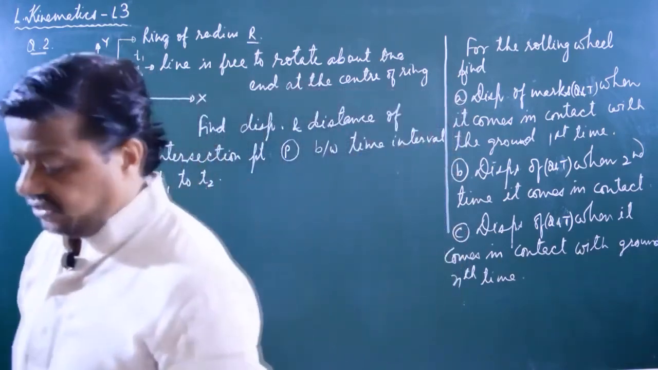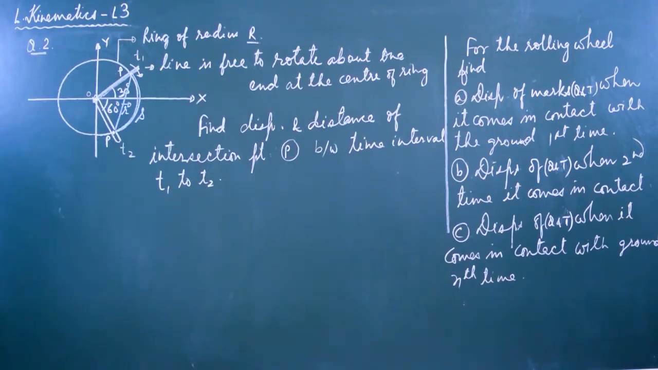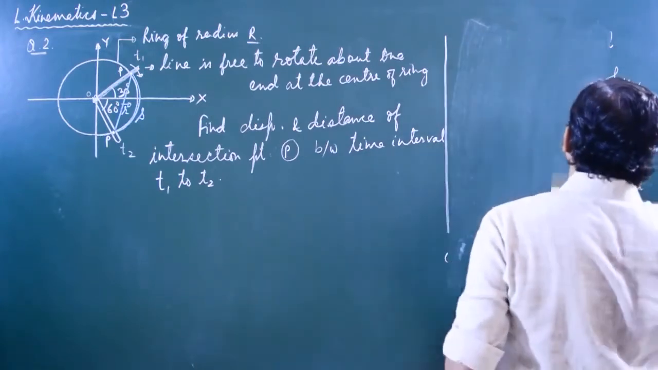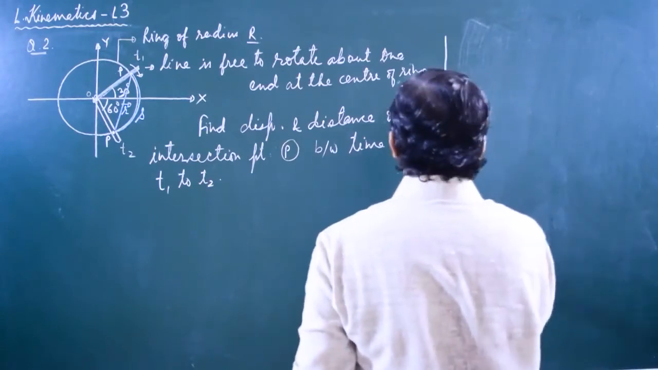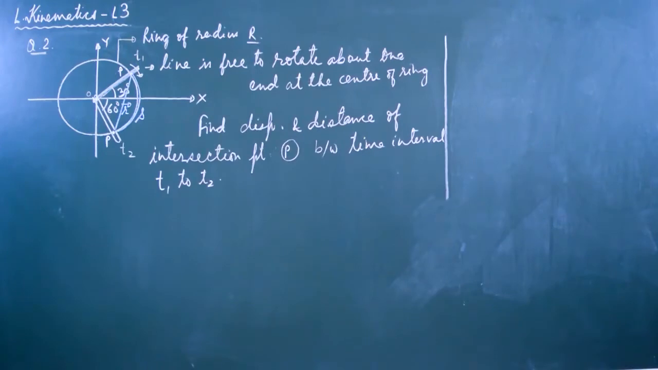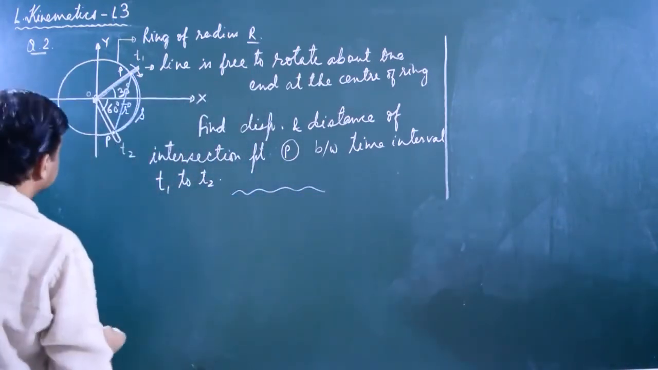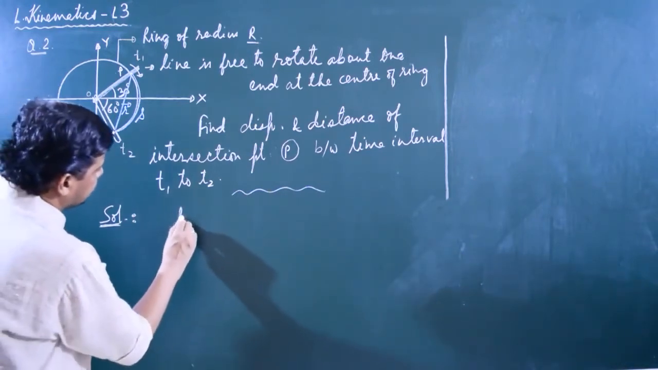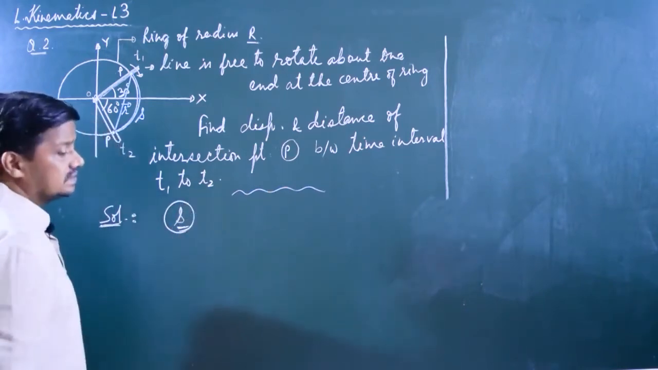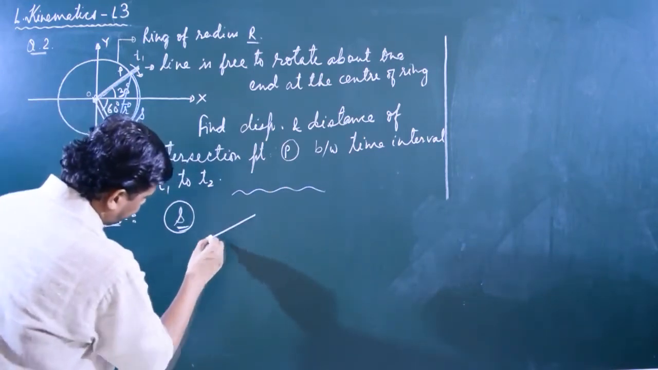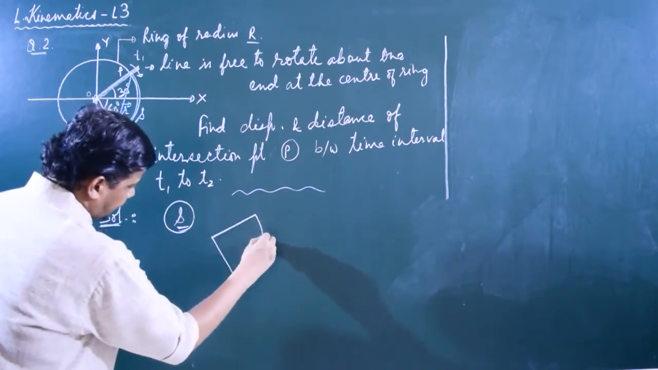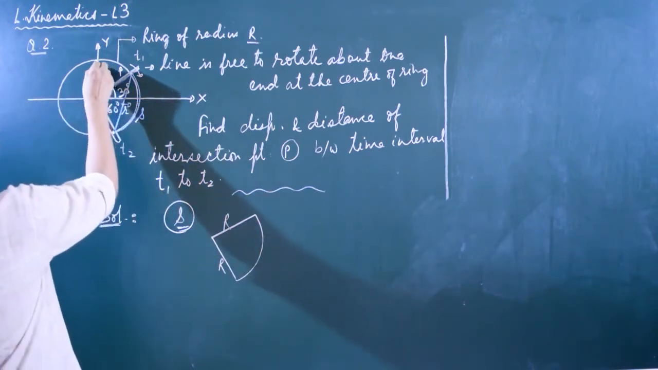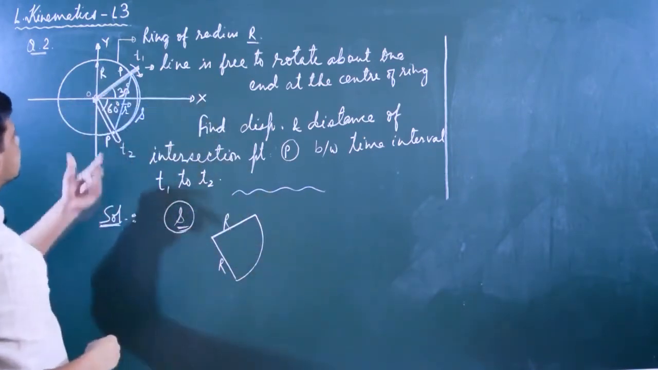So now we come to the solution. Firstly, we get the distance covered by the mark P. This radius is R. The radius of the ring is given as R. So the intersection point's distance from the center of the ring is OP, which is equal to R.